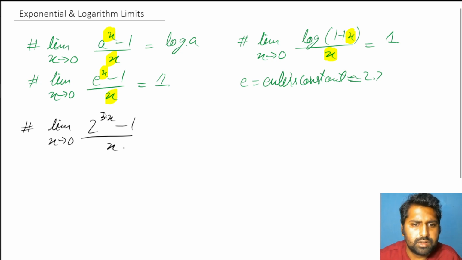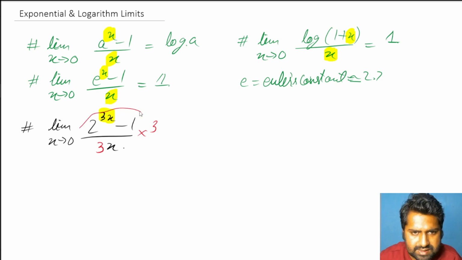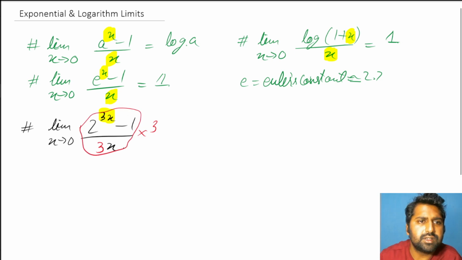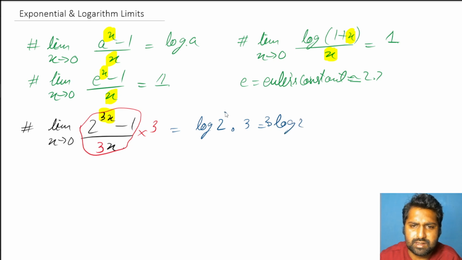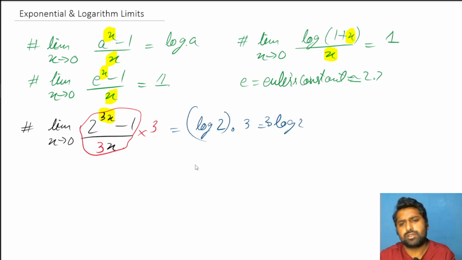So 2 raised to power 3x. Use the same idea: something upon the same something. So 3x is not in the denominator. Let's multiply by 3, then adjust for 3. So basically this is a standard limit as per here. This becomes log 2 into 3, so basically 3 log 2. Remember that this log 2 is multiplied by 3. So 3 log 2.